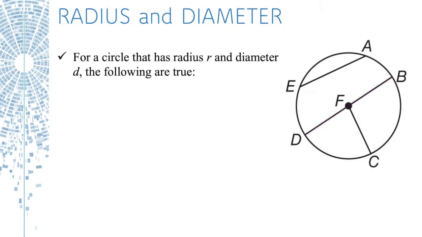For a circle that has a radius r and a diameter d, we know that the following are true. The radius is the diameter divided by 2. Or you could also say that the radius is half the diameter. Or you could also say that the diameter is twice the radius. So let's look at some examples.